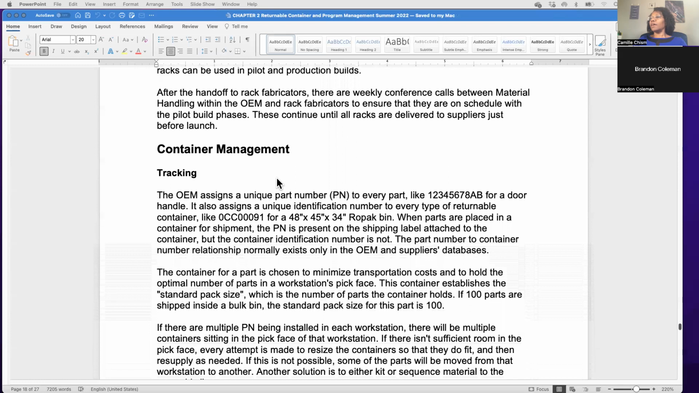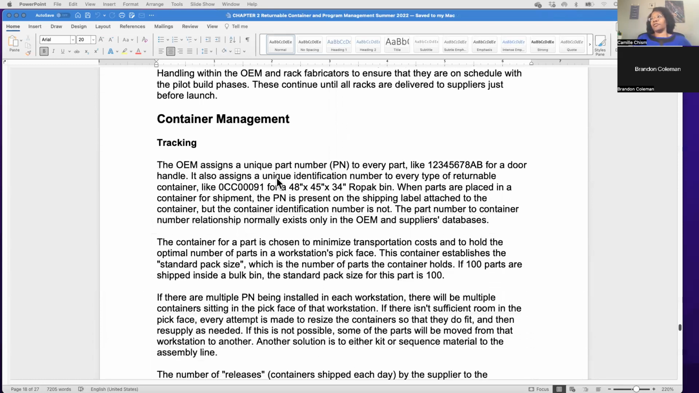Okay, so we'll talk about container management and tracking, and we'll talk about this some more too when we get to fleet management and fleet calculations in later weeks. But for container management, every pack will have a part number. So this, for example, has a part number. This would have a part number, a tray like this, and then this pallet would have another part number. So across the plant, anyone that would use this pallet, they use that same part number.